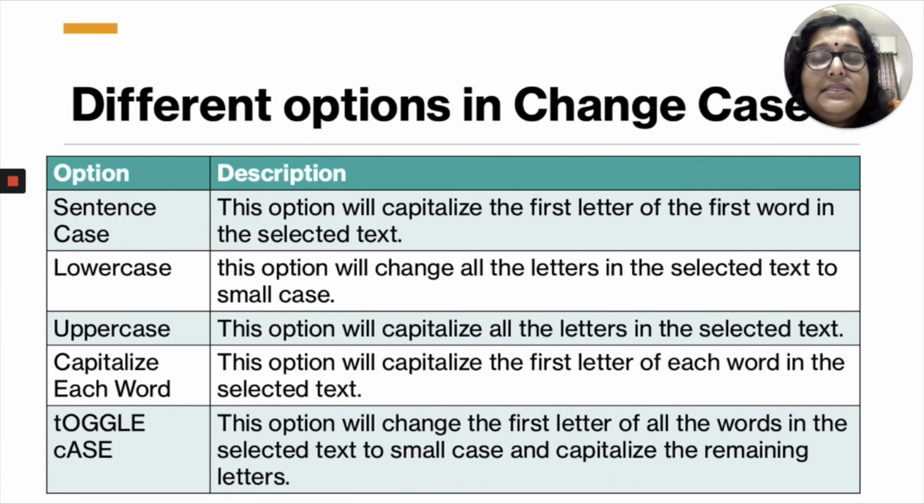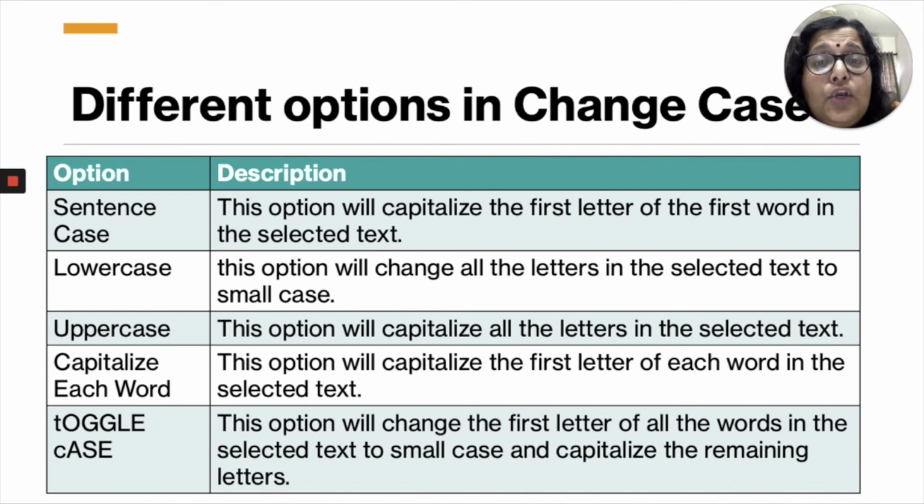Now let's discuss the different options in change case. The first option is sentence case. This option will capitalize the first letter of the first word in the selected text. You have to first select the text that you want to change the case. Once you have selected that, when you go for the sentence case option, it will capitalize the first letter of the first word.